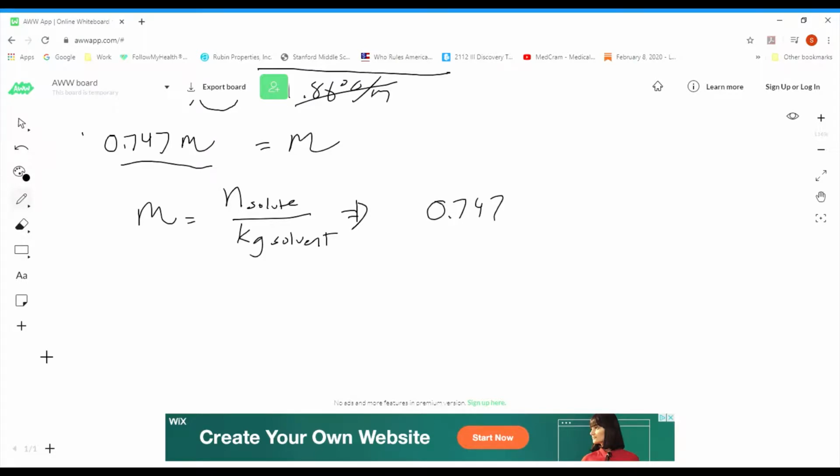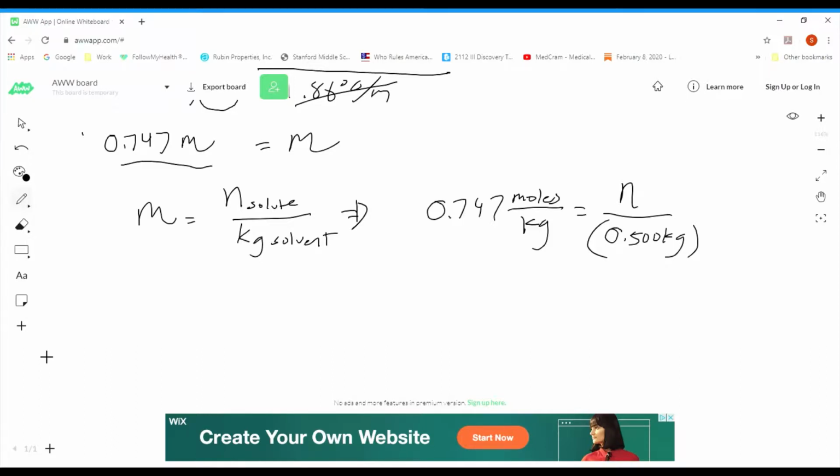In this case, when I use it in this equation, I'm going to put it as moles per kilogram, because I know that one of these units is going to cancel out whenever I plug it into this equation. That's going to equal N. I'm just going to put N, even though it's N of solute, multiplied by the kilograms of solvent. 500 grams of water is 0.500 kilograms. And so here's my equation.